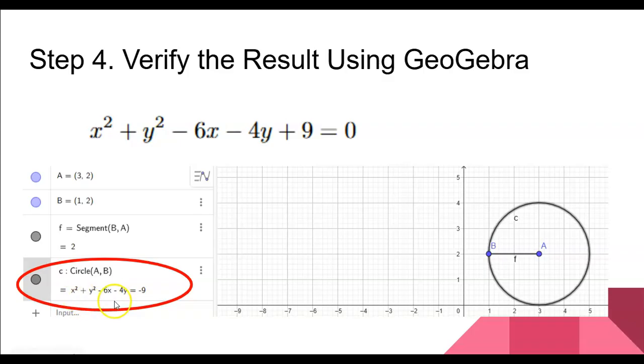If GeoGebra displays a slightly different form, remember that this is the same equation, only written with the constant term transposed to the right side. So moving positive 9 to the right will give us this equation. Thus, these two equations here are algebraically equivalent. Conclusion: our manually derived equation is correct and matches the equation generated by GeoGebra.